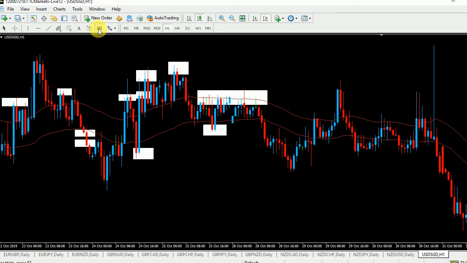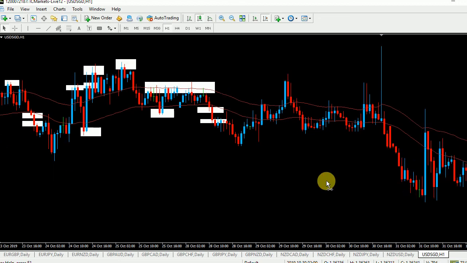We will get an entry from here because this candle breaks the first candle lows. The first candle breaks the EMA, and the second candle breaks the first candle lows. So we can look for a sell entry from here. We're not getting any entry from here and here.